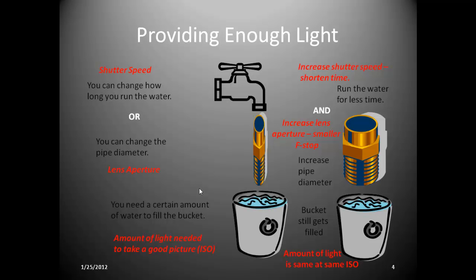Whenever you're a little confused about that, go back to the water bucket analogy. The bucket is the ISO, the size of the pipe, or the diameter of the pipe, is the aperture, and how long you keep the water on is the shutter speed.